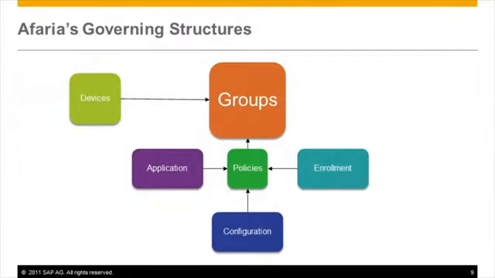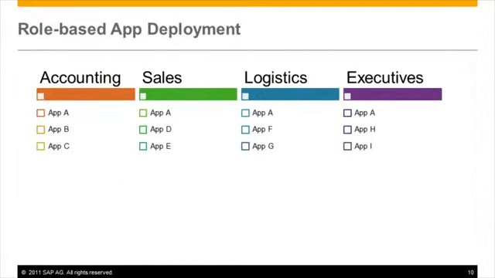In reviewing Afaria's governing structures, app policies are associated with groups, and users and devices are associated with groups by linking the policies and the device to a group. Typically, groups are set up according to roles within the enterprise, such as finance, accounting, sales, logistics, or however your enterprise is structured. And because groups may be set up this way, what this does then is create a role-based enterprise app store. Apps can be deployed for the entire enterprise, but typically are role-based. By role-based, we mean that the apps would be available based on someone's role within the enterprise.